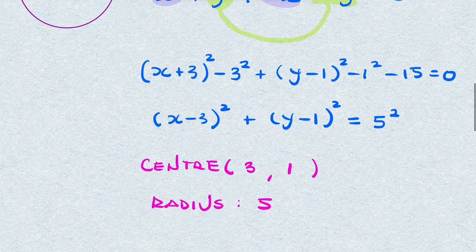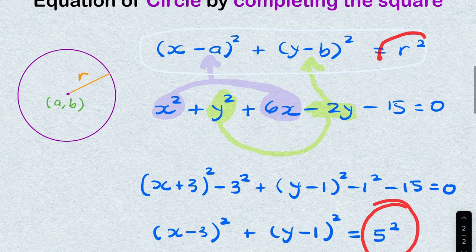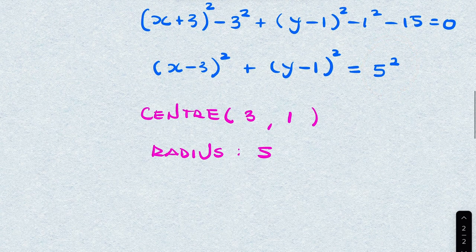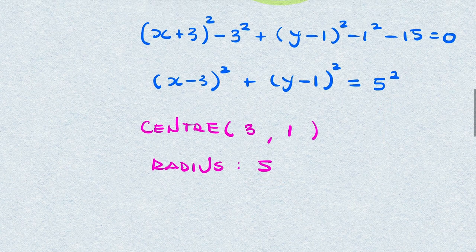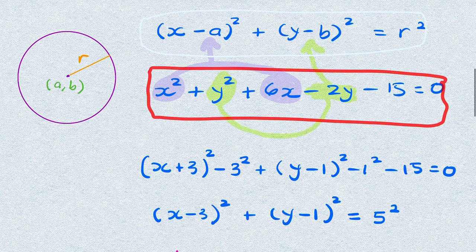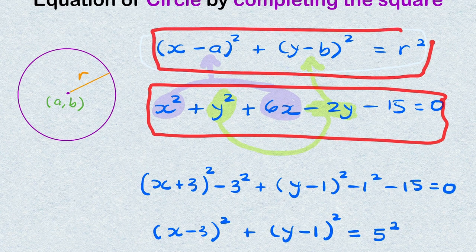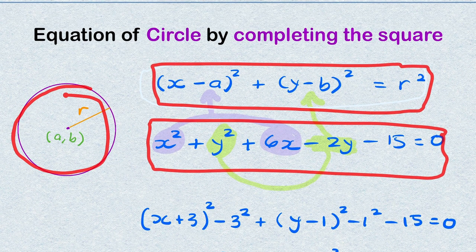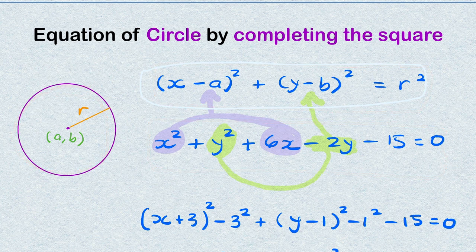So the radius is always the square root of this number. So in this case, it's 25, and the square root of 25 is 5. So that's how you would rewrite an equation like that in standard form in order to find the coordinates of the center and the radius.